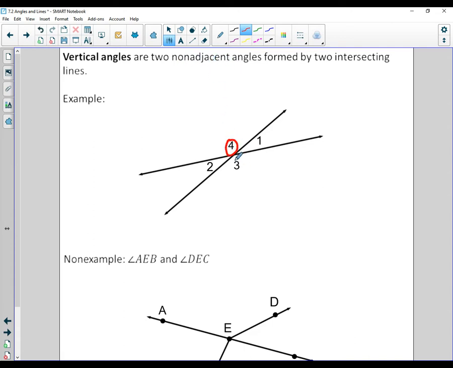So, for example, 4 and 3 are going to be vertical angles. So angle 3 and angle 4, and then angle 2 and 1. So angle 1 and 2 are also vertical angles, right? And this makes sense because those are the ones across from each other. They're non-adjacent, right? Like, for example, if we're looking at angle 1 here, the angles right next to angle 1 are 4 and 3, so not those ones, but the one across.